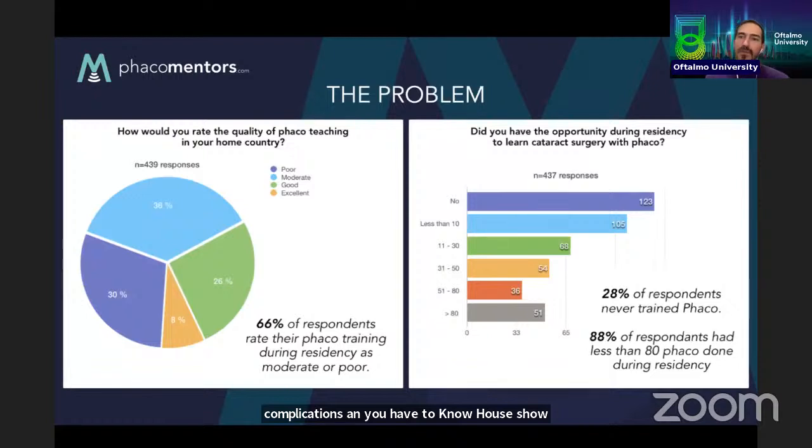And one of the problems we see in LATAM, this is a survey we got like 2 or 3 years ago from colleagues from LATAM, is that in most countries in LATAM, they didn't get enough surgery training during the residency. We saw that this was a problem for LATAM. Then when we got the numbers from Europe, we see exactly the same situation, or even worse in some countries. So that was a surprise for us.